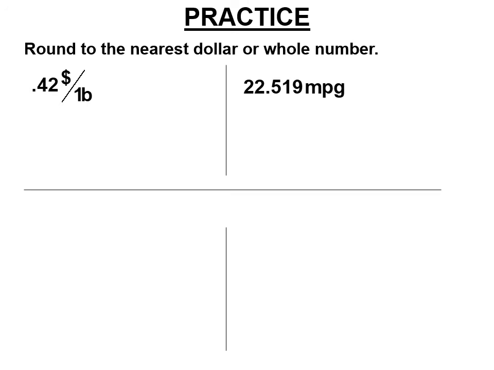All right, so let's practice. Round to the nearest dollar or whole number. Well, that first one is 42 cents per pound. That looks like a 1, but it's an L. So 42 cents per pound. Well, the question is, you look at this 4, and are we going to go up to $1, or are we going to go down to 0? Well, we're going down to 0. It's $0 per pound is the nearest whole number. 0 is a whole number. And 22.51 mpg, nearest whole number, you'd look at the 5, so it's approximately 23 mpg. That's rounding to the nearest whole number.